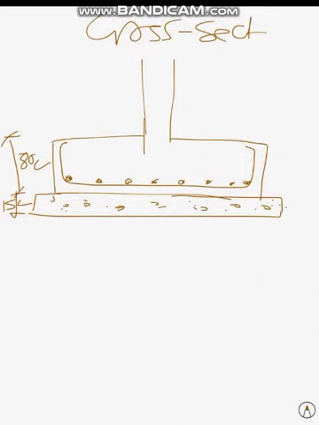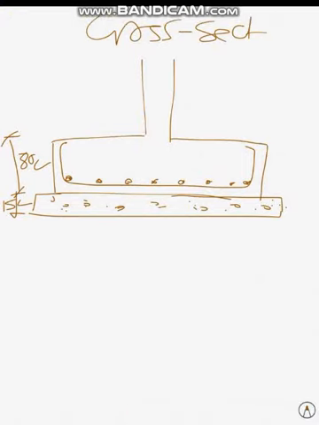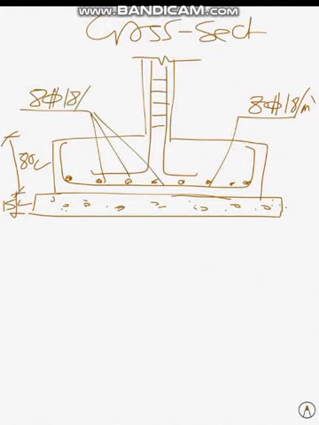You can draw the column, detailing reinforcement like that, and stirrups for the column. Close the cross section showing the reinforcement. This is equal to phi 18 per meter run, and also this is 8 phi 18 per meter run.